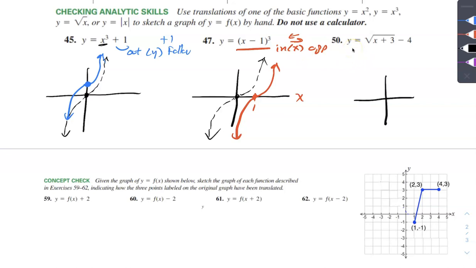Square root graph. So let me draw a basic one so we know what the graph looks like. Something like that. And then we're going to do two things. We'll move it left and down.